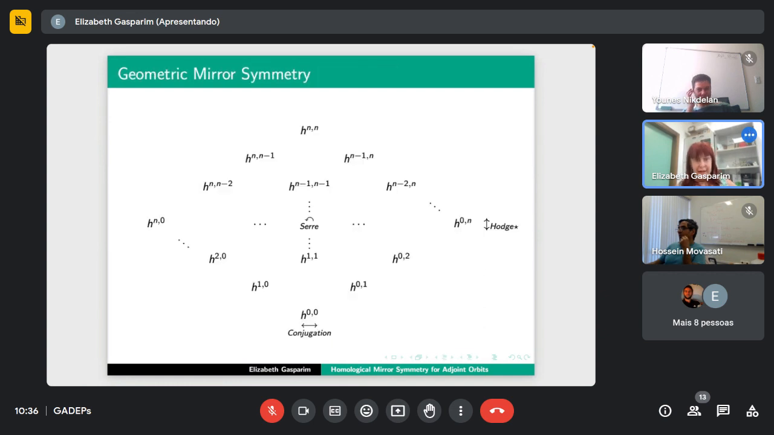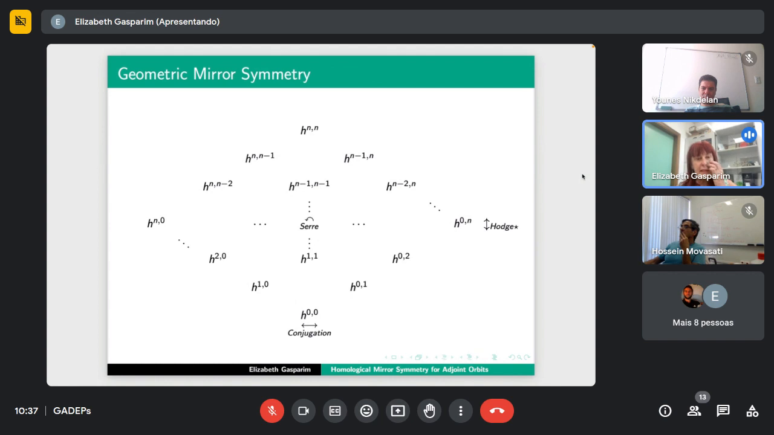Okay, so let's go to geometric mirror symmetry. So the original geometric mirror symmetry conjecture is stated for Calabi-Yau varieties, actually originally for Calabi-Yau threefolds. So here I have a Hodge diamond of something which is n complex dimensions.